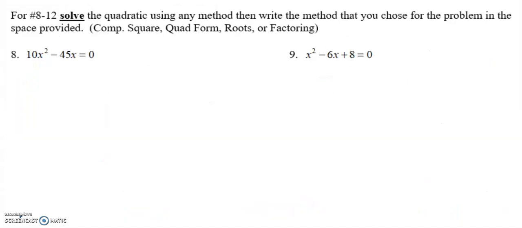Those roots, finding either the real ones or the imaginary ones, or maybe that double root where you touch and bounce back. So it says for number 8 through 12 rather, solve the quadratic using any method, then write the method you chose for the problem in the space provided. So the thing is, these ones you can do a lot of different ways. You could complete the square, you could use the quadratic formula, you could take square roots sometimes if you don't have that linear term, or you could do factoring. And remember, factoring would be greatest common factor, what you guys consider traditional factoring, or splitting the middle.